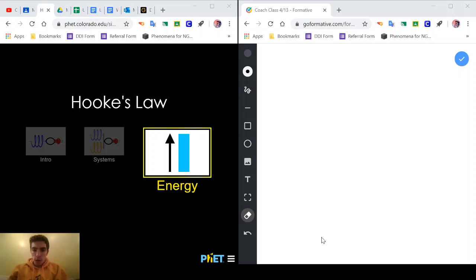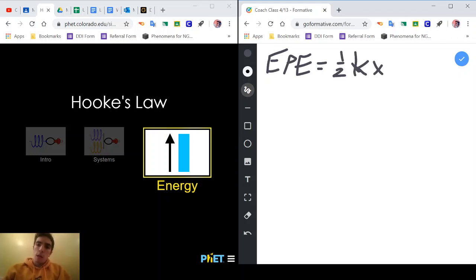Again, we're working with still our same elastic potential energy equation, so I'll just rewrite that up top. That is 1/2 k x squared, where this k value is still a spring constant, and x is our displacement, and this tells us the elastic potential energy stored in a spring if we compress or stretch it.